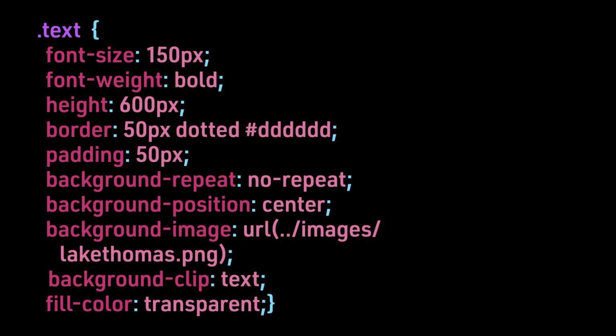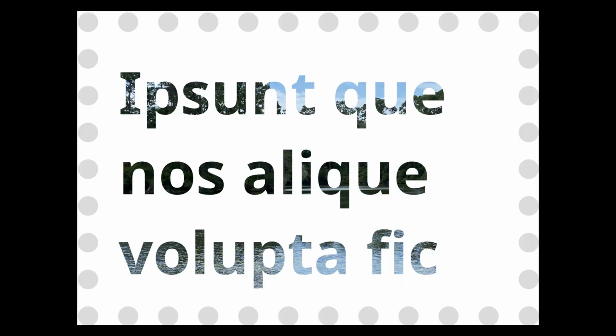With the CSS, we have removed the color property and replaced it with fill color equals transparent. This is so the imagery can show through. Background clip set to text has limited support in Safari or Firefox. You may need to add the prefixes of -webkit- or -moz- to get the property to function on browsers other than Google Chrome. This is how this would display. The image is clipped to the outlines of the text.